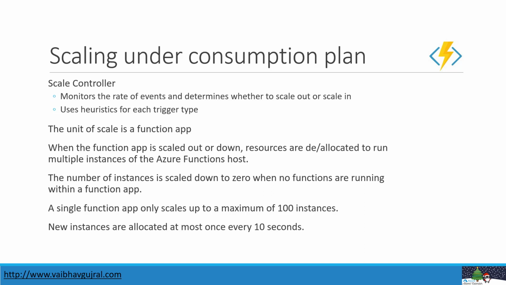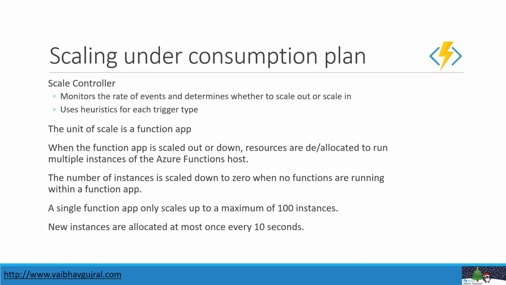The unit of scale is the function app. When the function app is scaled out, additional resources are allocated to run multiple instances of the Azure Functions host. Conversely, as compute demand is reduced, the scale controller removes function host instances. The number of instances is eventually scaled down to 0 when no functions are running within a function app.